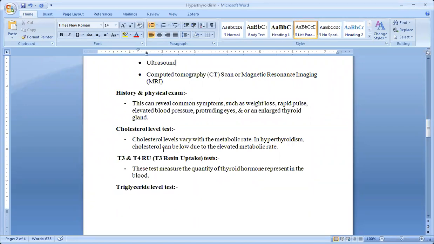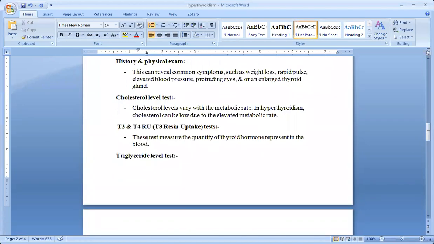And due to that low cholesterol level, there is a sudden weight loss. Why is obesity there? Due to deposition of the cholesterol. But what happens here? The T3, T4 hormone speeds up the metabolic rate, and due to that there is a sudden weight loss. So in hyperthyroidism, the cholesterol level is low, due to increased metabolic rate. Are you getting all the points? This is related to one another.